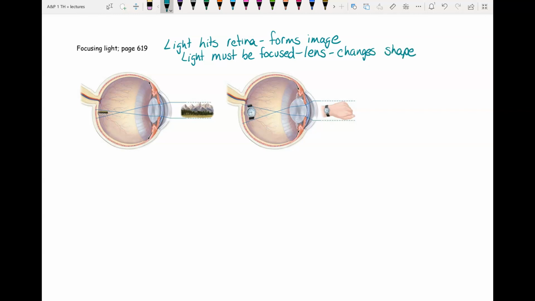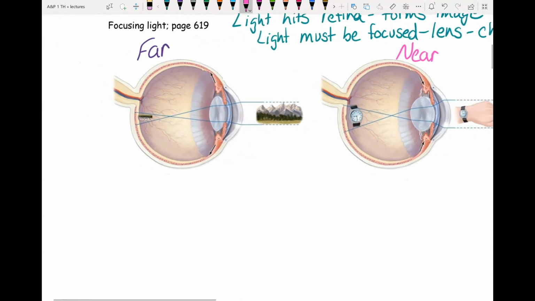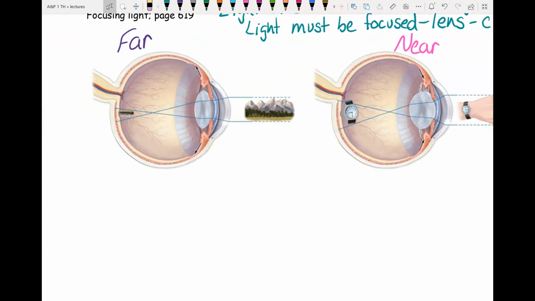So we have two scenarios here. This one is where you're looking far away. The person's looking at those mountains in the distance. And we have this one where the person is looking near. He's looking at his watch to see the time. So we're going to look at what the lens does in each case. And the eye can be kind of confusing because it's a little counterintuitive, what's happening here.